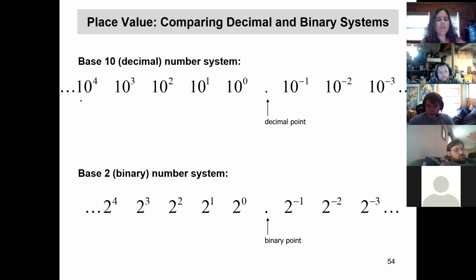And we would have whatever digit we had. So if we had the number, let's say, 35,703, this is 3 times 10 to the 4th. This is 5 times 10 to the 3rd. This is 7 times 10 to the 2nd. This is 0 times 10 to the 1st, and then 3 times 10 to the 0. That's how we can write our number that way.